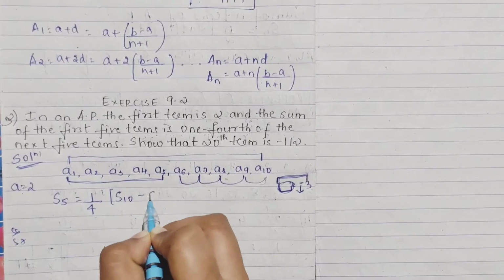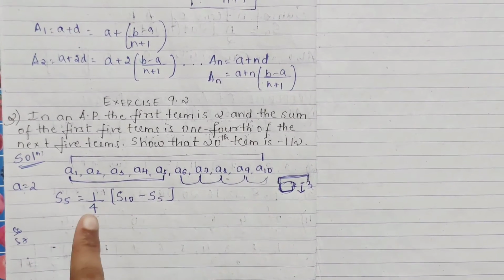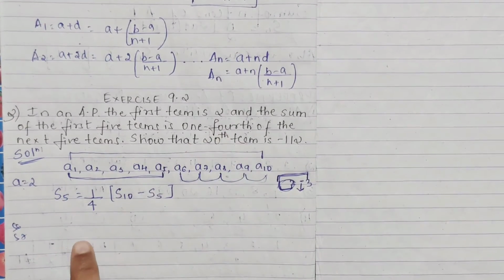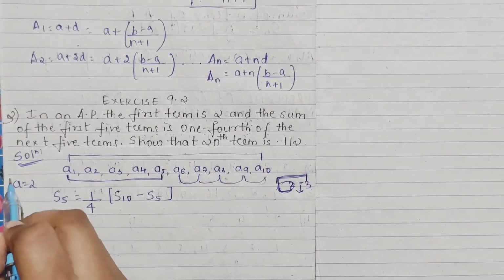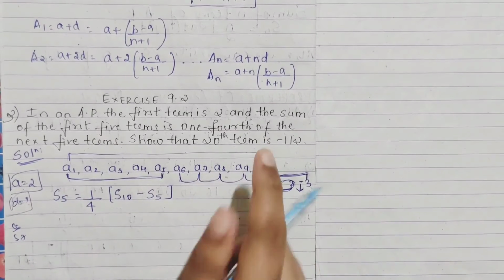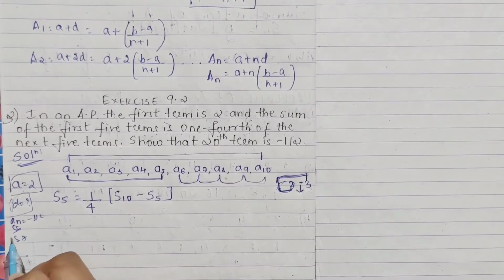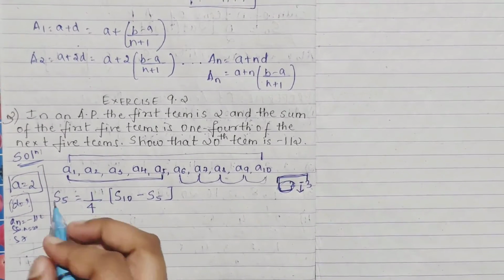S10 minus S5. Then it will be easy. What they have said, we have written in the same way. So here, first we have to find d, right, because they're telling us to show that the 20th term is minus 112. Already the first term they have given, we have to find our d and then show that our 20th term, a_n, is minus 112, where n is 20. So first we will do this.